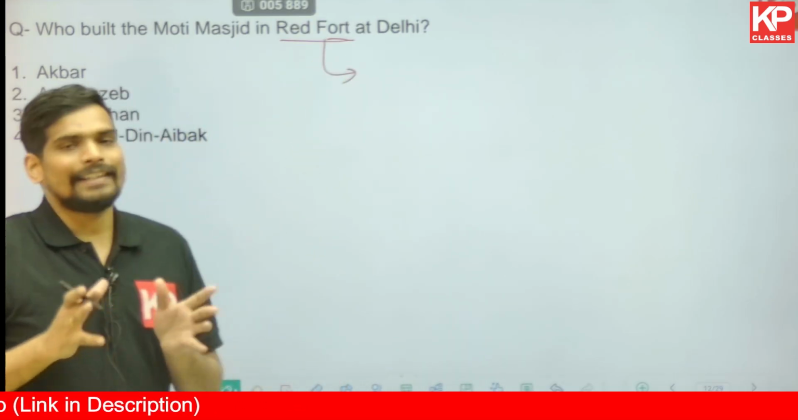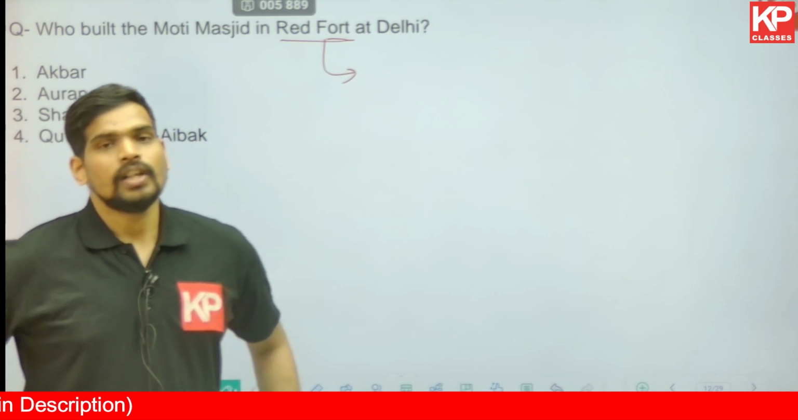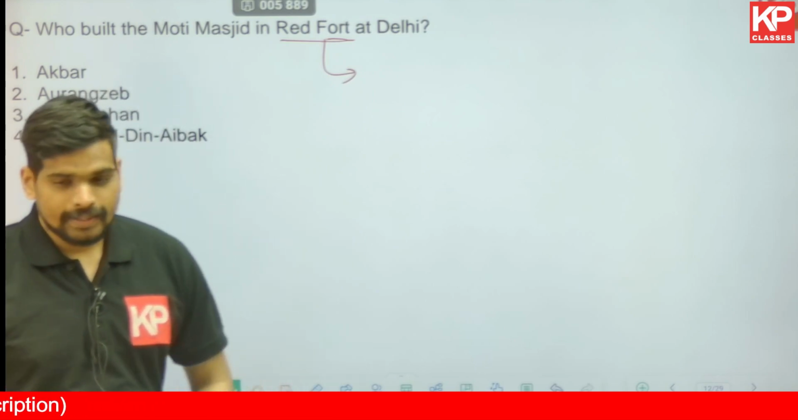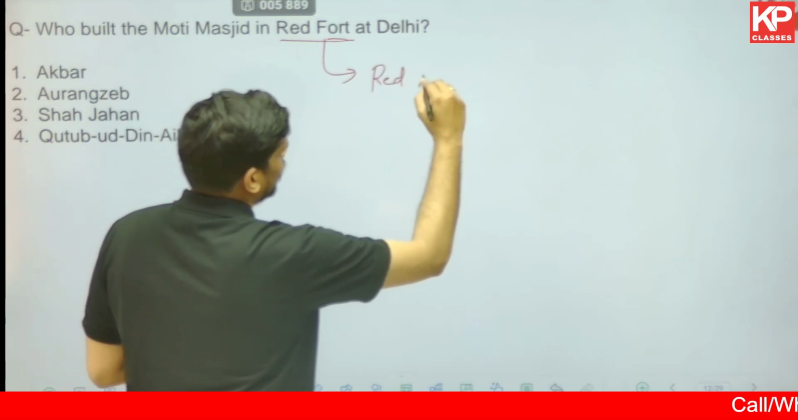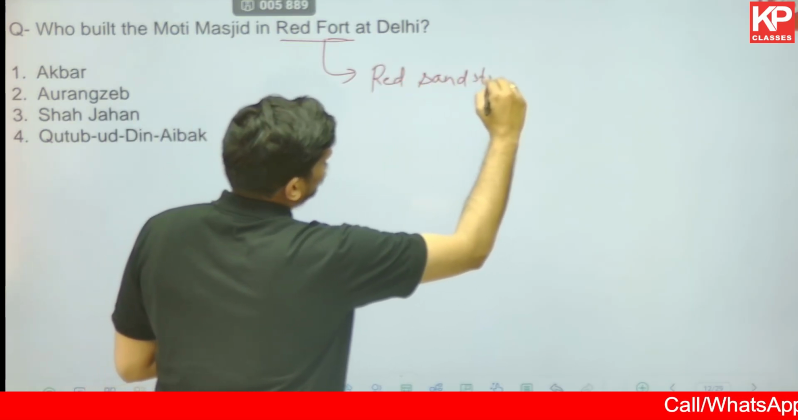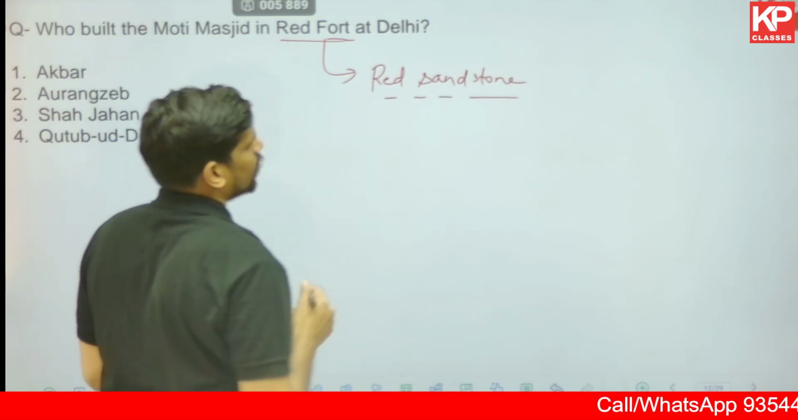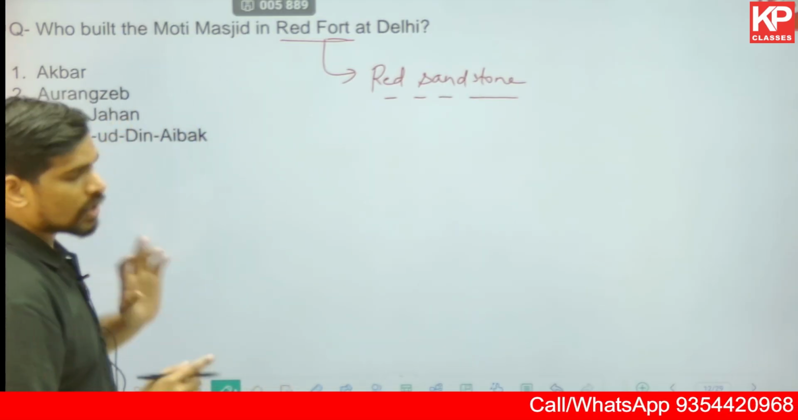We've studied in detail Red Fort and its architecture in our 51-day course already under History of Architecture lectures. So Red Fort is something which is predominantly made out of red sandstone. And I already told you the Mughal era ruler under whom it was constructed. It was constructed during the time of Shah Jahan.